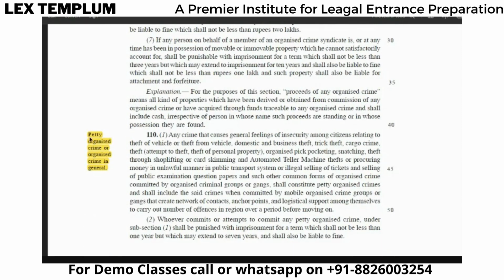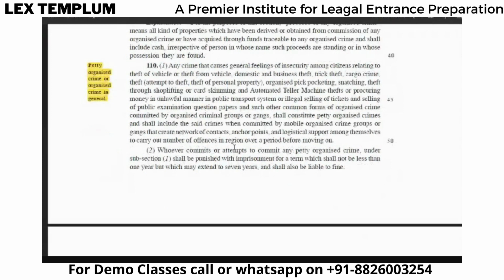Okay. Second important thing is petty organized crime. So what we discussed earlier was organized crime on a large scale. Now we are discussing petty organized crime, organized on a smaller scale. Now, what all does it include? Any crime that causes general feelings of insecurity among citizens. Such a definition never came before.